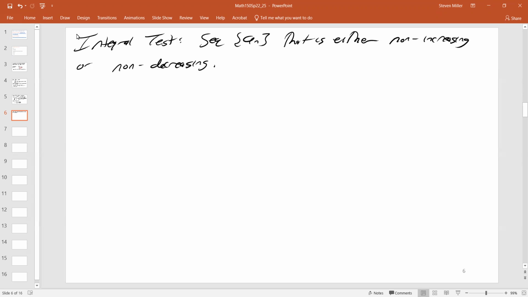Can somebody give something associated to yourself that's non-increasing? The only thing I can think of right now is the unpleasant example. Negative infinity.